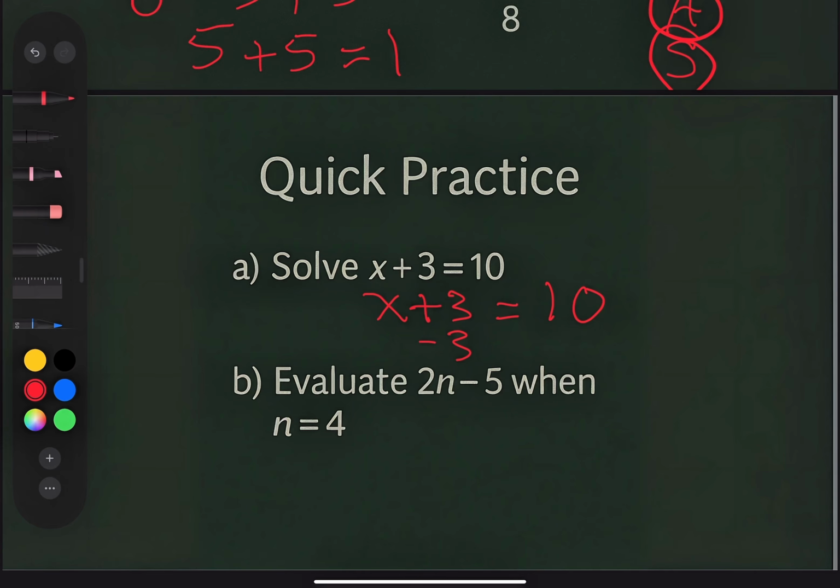We keep the 3 the same, we cancel it out, and then whatever we do to the left, we also have to do to the right. So then our equation will now be x equals 7. So we basically solved this equation.